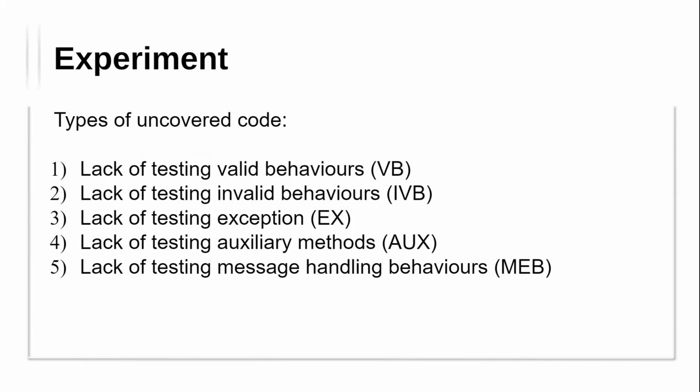So you're supposed to throw an exception, but they don't ever set the parameters to force the program to throw an exception. So they never test that section. They also don't test auxiliary methods.